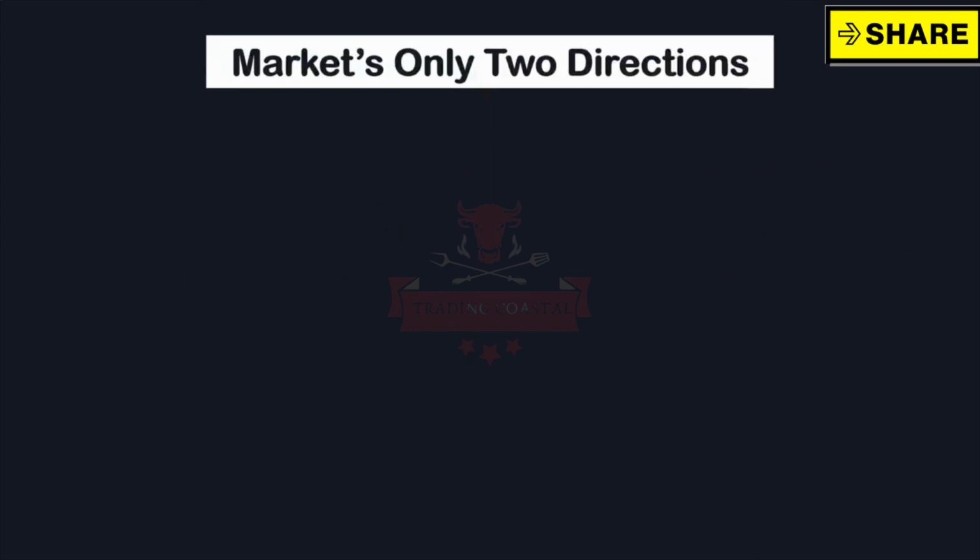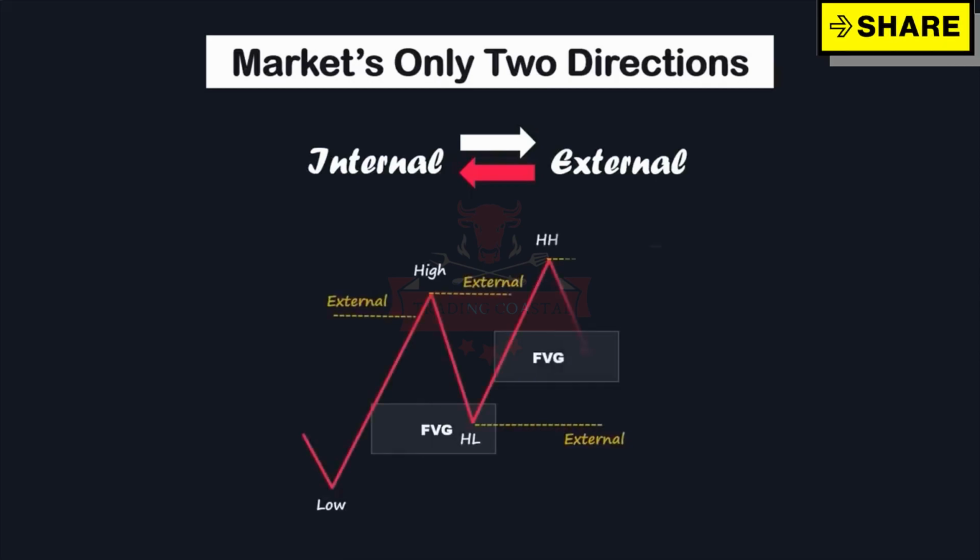Price in the market always moves between two types of liquidity: internal and external. Imagine it like a continuous circle where price moves either from internal to external liquidity or from external to internal liquidity. In simple terms, price either goes from a high or low point towards a fair value gap or from a fair value gap towards a high or low point. This is the basic movement pattern that the market follows.